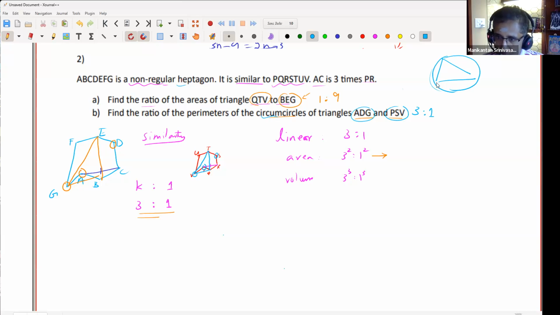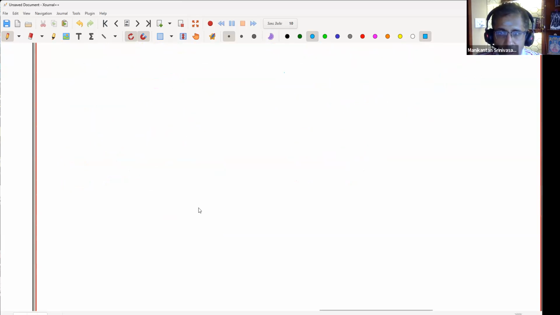Okay, thank you. Sure, you don't seem convinced. You're okay? Yeah. Okay, yeah, it's 3 square is 9, right? So I still didn't fully understand. As far as looking at area ratios, it's k square, where k is the ratio. Okay, good. That's question 2. Question 3.